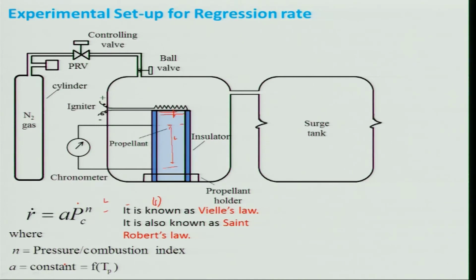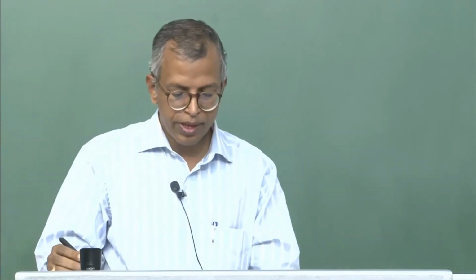Keep in mind that a is not really a constant, but you can treat it as a combustion constant, which is a function of propellant temperature, because the propellant will be at certain temperatures. And n is basically the combustion index, because it depends on the pressure. What we learn from here is that the regression rate depends on the chamber pressure, raised to the power n, which can be any value that we need to obtain from the experiments.